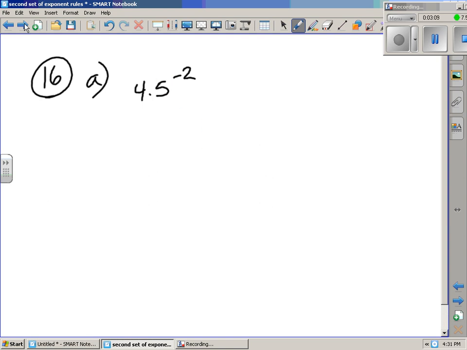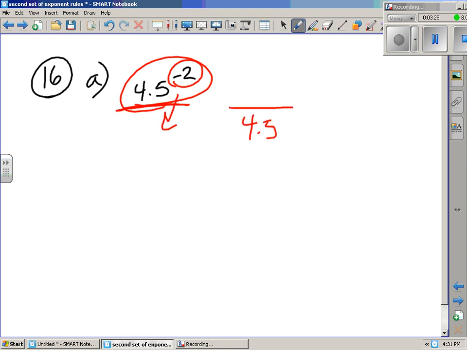Number 16, 4.5 to the negative second. Whether this base is a variable or a number, we need to get rid of the negative exponent. Negative exponents leave a scar, so we knock it over the fraction bar. So here's my fraction bar. The entire thing needs to go over it, and the only part that changes is the sign of the exponent. The sign goes from a negative to a positive. And in the numerator, we have a hidden 1, so we have 1 over 4.5 squared.